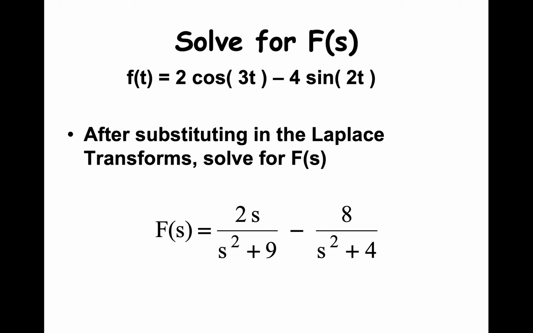Using the four transforms means that the Laplace transform of the time domain expression ft is Fs equals 2 times s over s squared plus 9 minus 8 over s squared plus 4. For these first two examples, we didn't need to solve for Fs because the term was by itself on the left side of the equation sign. That is not always the case though.